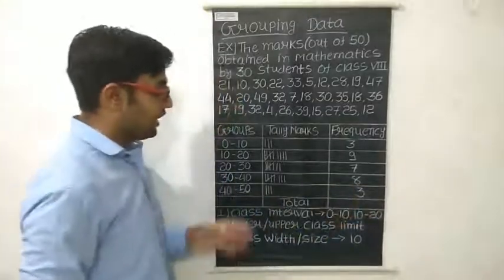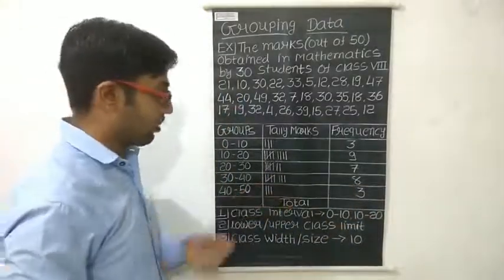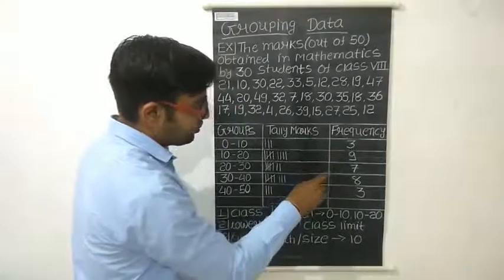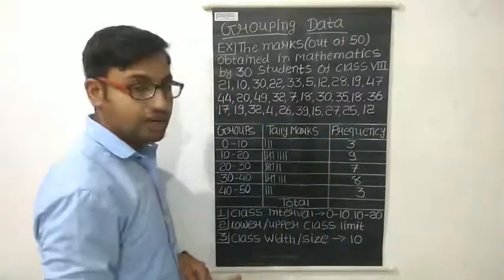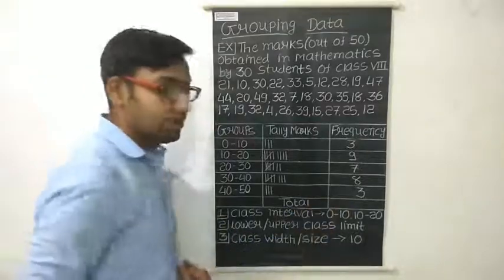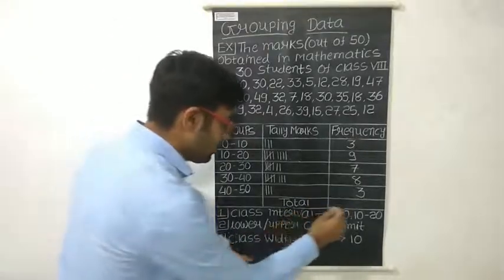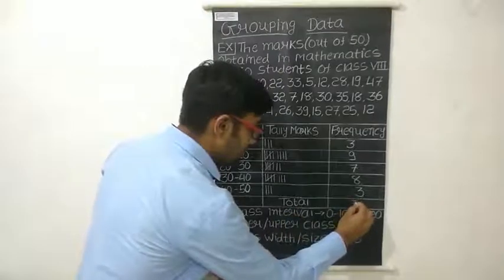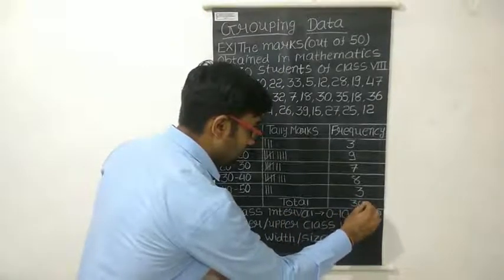So let us now calculate whether it will be 30 or not. 9 plus 3, that is 12. 12 plus 7, that is 19. 19 plus 8, that is 27. And 27 plus 3 is 30. So the total number of students is 30.